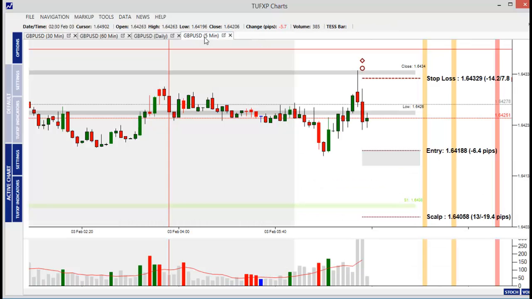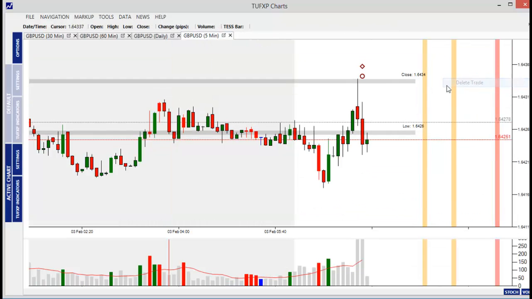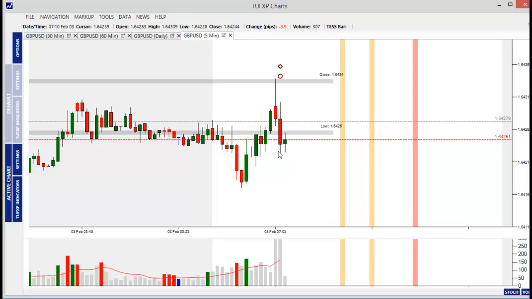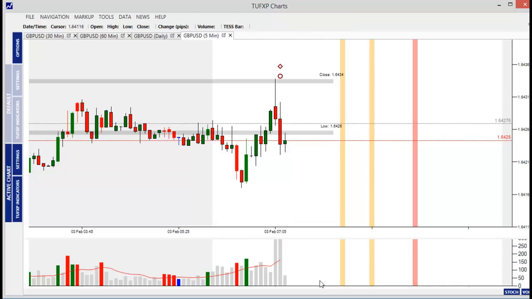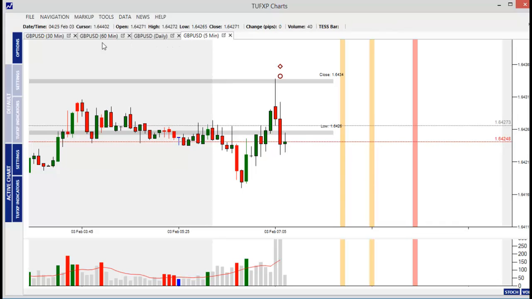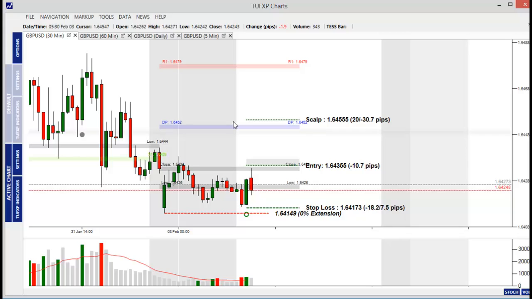If you look at this in the 5-minute chart, we just remove that there. You can see that the market's been moving higher, traded up to the close. Look at the volume there. We saw 2 bars of selling coming into the market, and there we have a bit of buying coming in there, a bit of support at the moment.